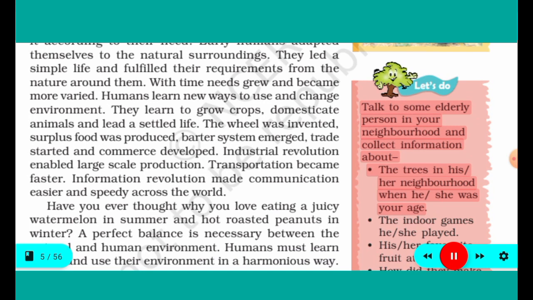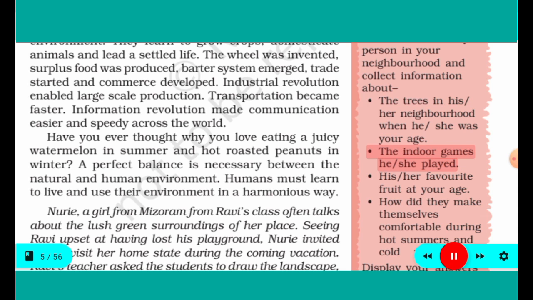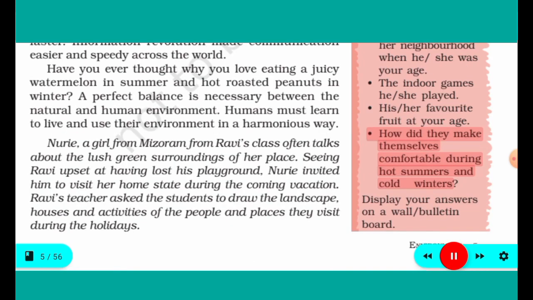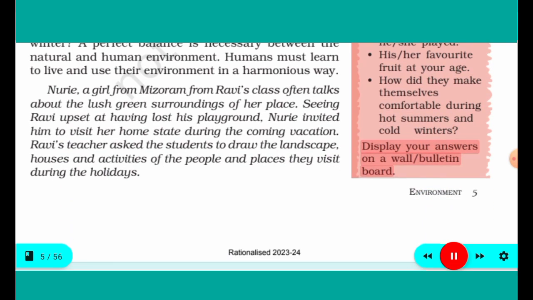Let's do: talk to some elderly person in your neighborhood and collect information about the trees in her neighborhood when she was your age, the indoor games she played, and her favorite fruit at your age. How did they make themselves comfortable during hot summers and cold winters? Display your answers on a wall or bulletin board.